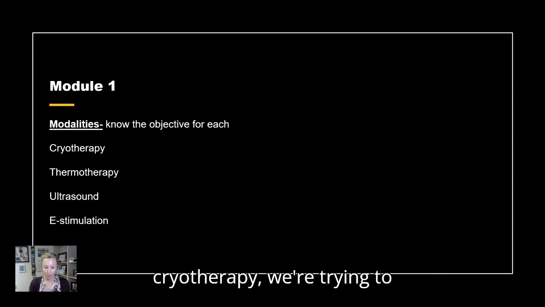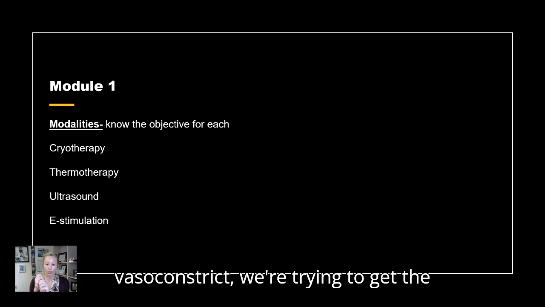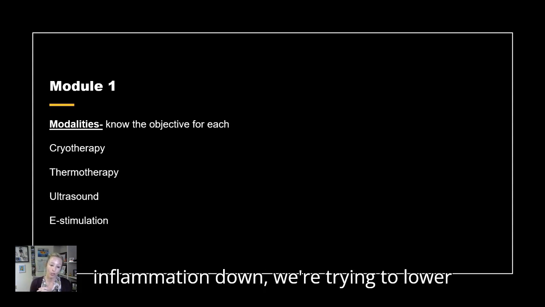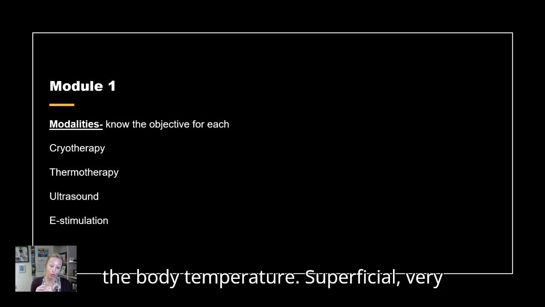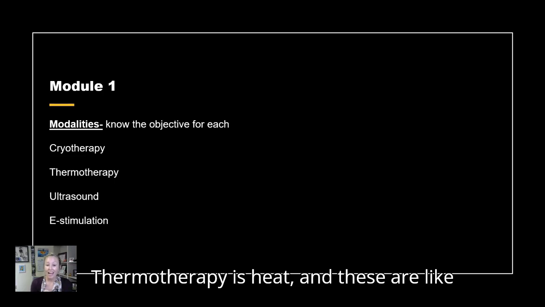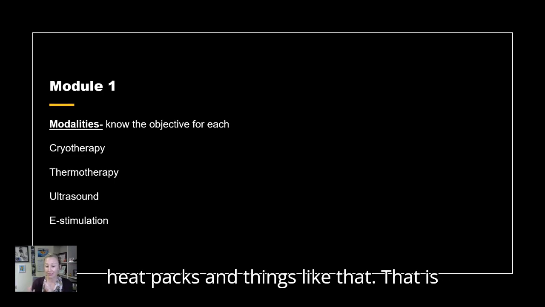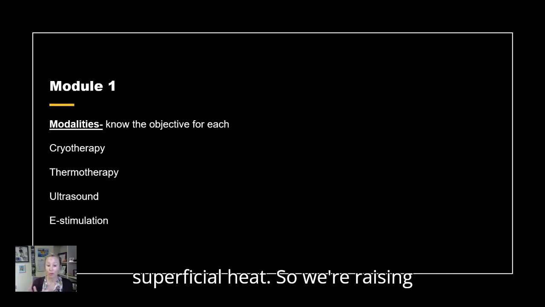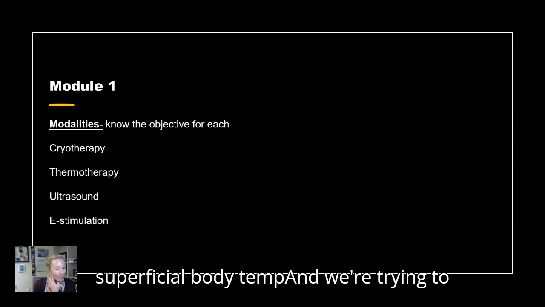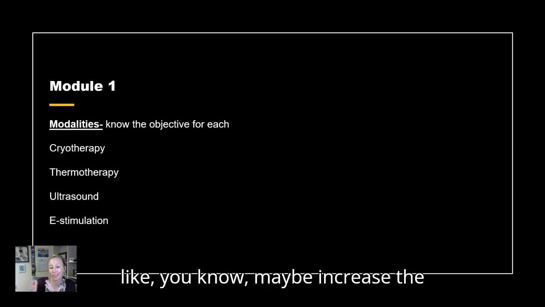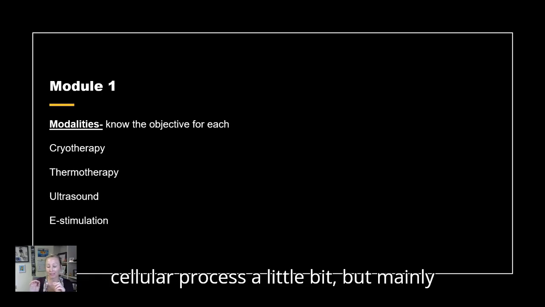For cryotherapy, we're trying to vasoconstrict, get the inflammation down, and lower the body temperature. Very superficial. Thermotherapy is heat, like heat packs and things like that. That is superficial heat. We're raising superficial body temp and maybe increasing the cellular process a little bit, but mainly it's just superficial heat.